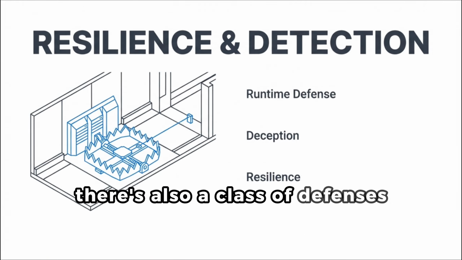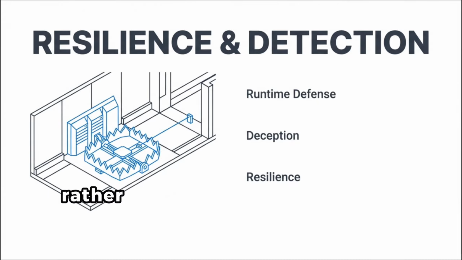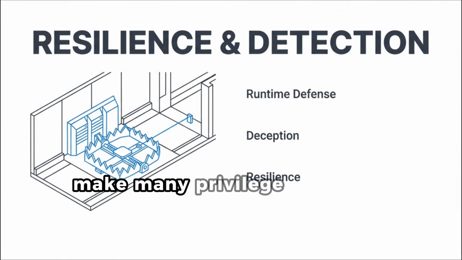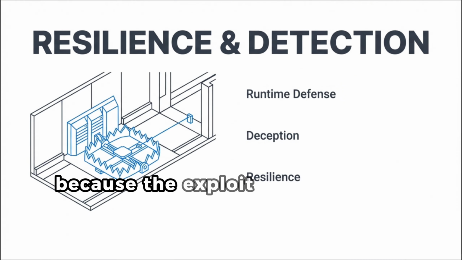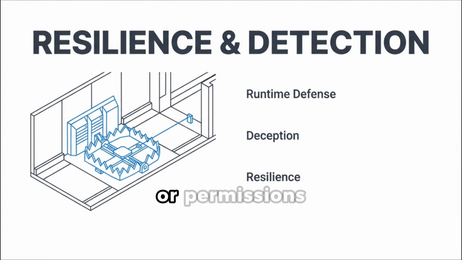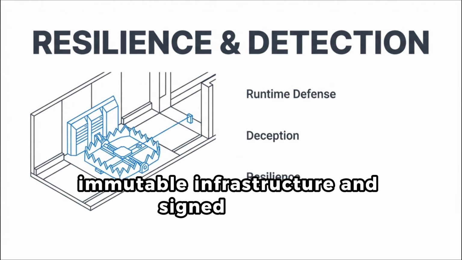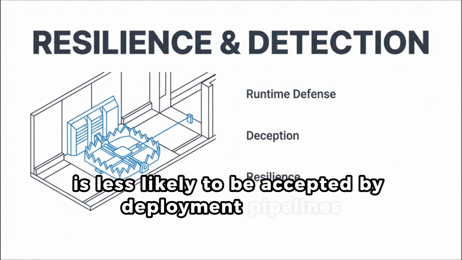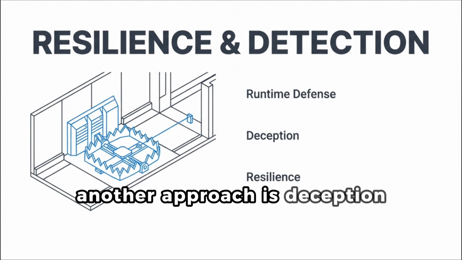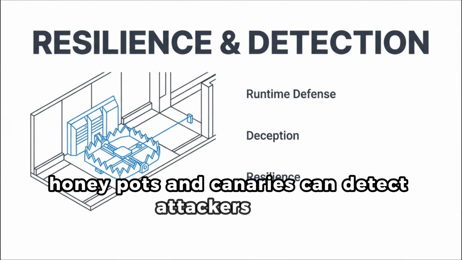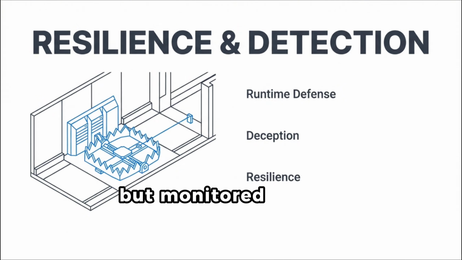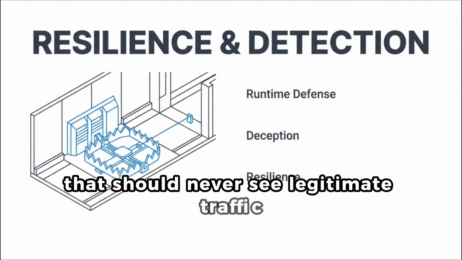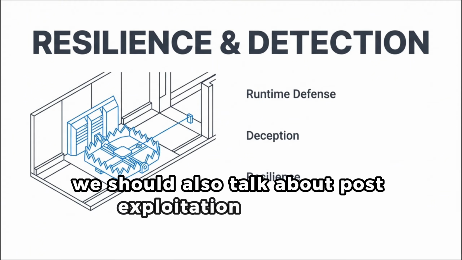There's also a class of defenses that focus on breaking attack chains rather than individual techniques. Example, runtime defenses such as seccomp filtering and container capability removal make many privilege elevation exploits fail because the exploit cannot access required syscalls or permissions. Immutable infrastructure and signed images mean an attacker's injected artifact is less likely to be accepted by deployment pipelines. Another approach is deception. Honeypots and canaries can detect attackers early by offering attractive but monitored targets that should never see legitimate traffic.